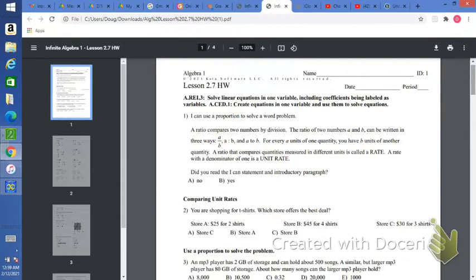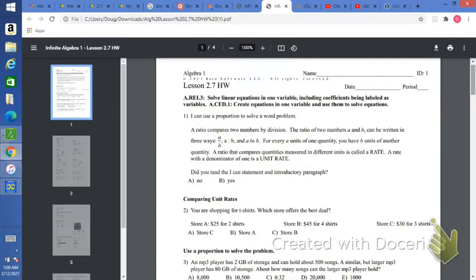It says a ratio compares two numbers by division. The ratio of two numbers a and b can be written in three ways: a over b, a colon b, and also a to b. For every a units of one quantity, you have b units of another quantity. A ratio that compares quantities measured in different units is called a rate. A rate with a denominator of 1 is a unit rate.